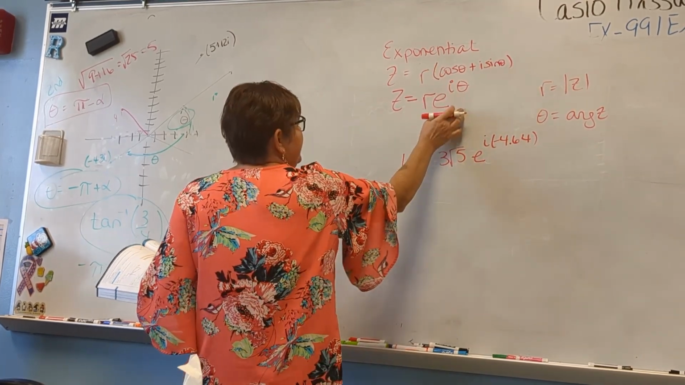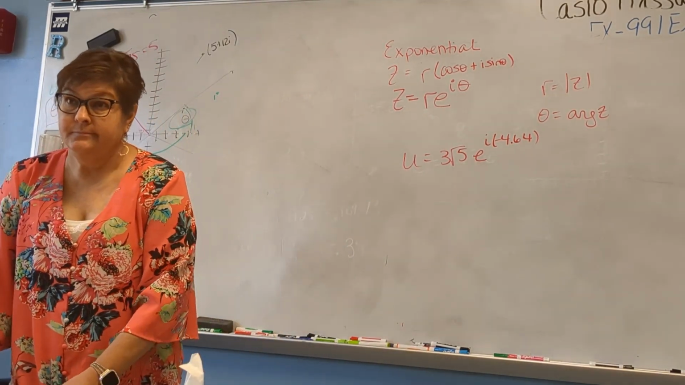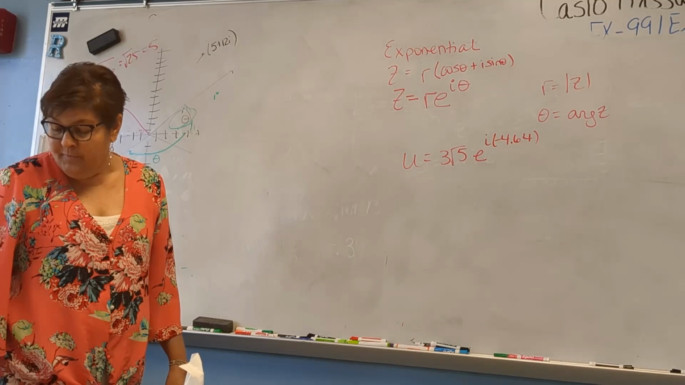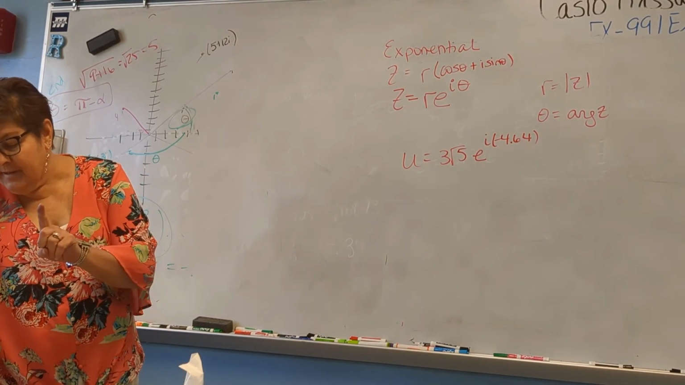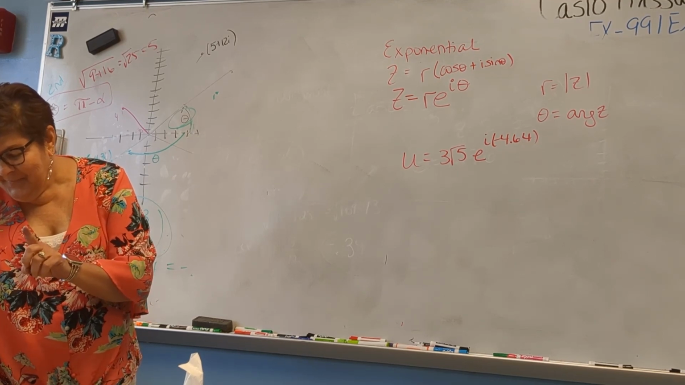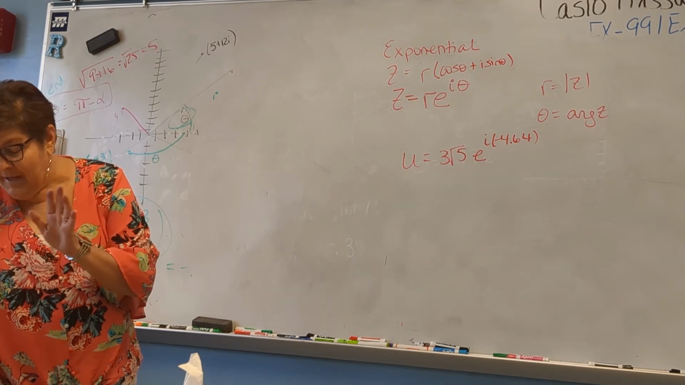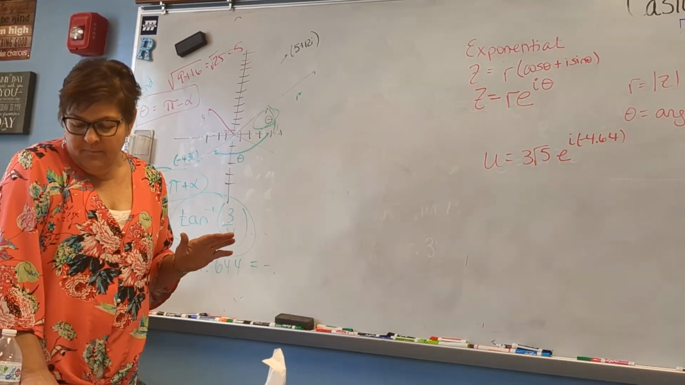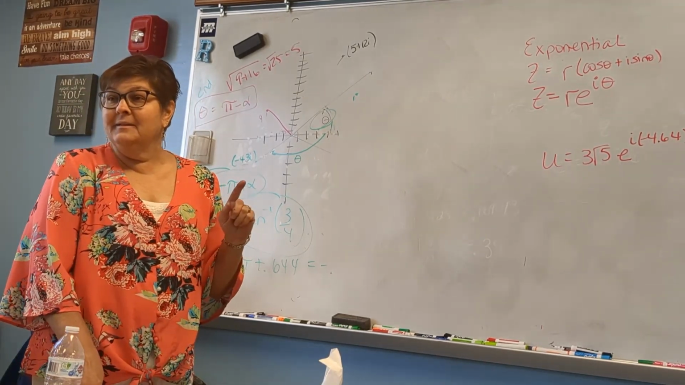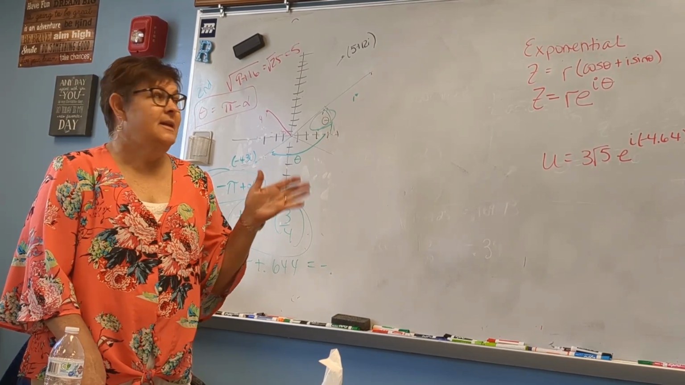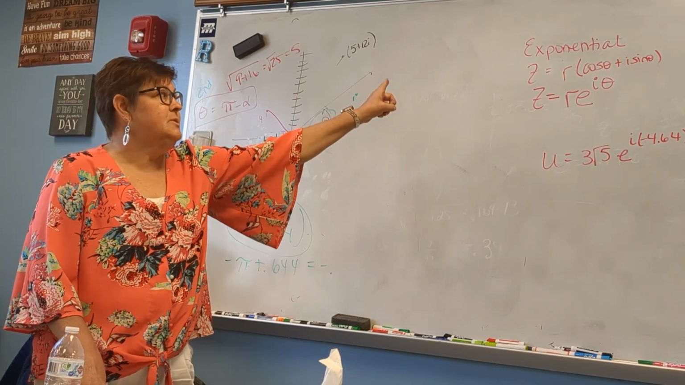R's R, and then e to the I theta is the same thing as cosine plus I sine theta. They're equivalent. There's a whole proof that goes into it. Euler discovered this. He was born in 1707 and he died in 1783. So somewhere in the 1700s, he discovered how to go from the modulus argument form to the exponential form.